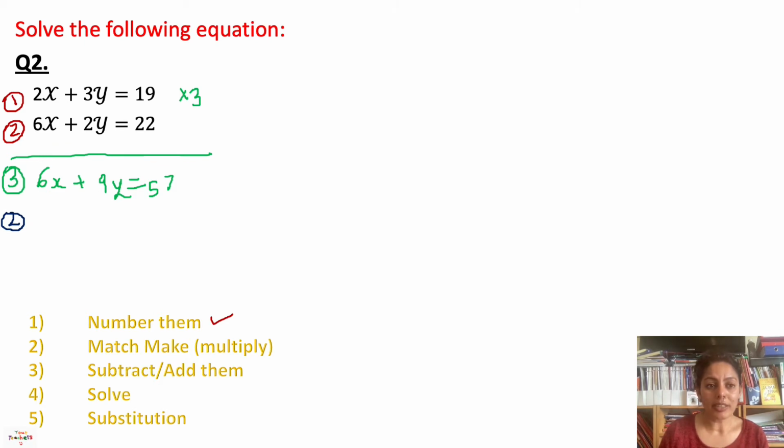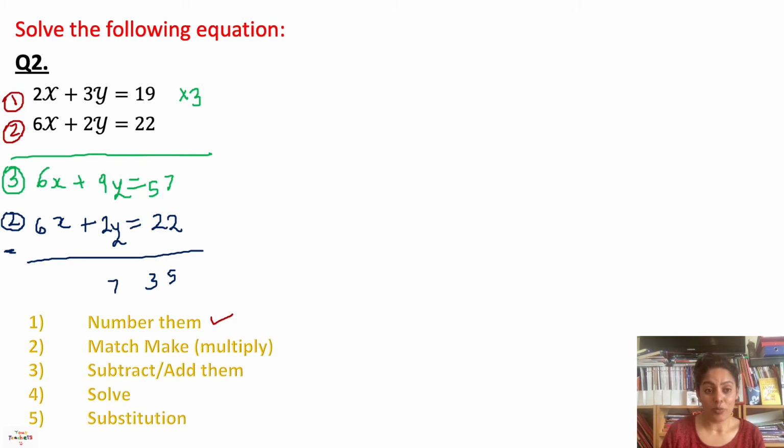So what do I have here? 6x plus 2y equals 22. And I am aligning them up so that I don't have to do extra working out on the side. So I'm going to do a takeaway minus here. Draw my line underneath. So 9 take away 2 is 7. So that's 7y.